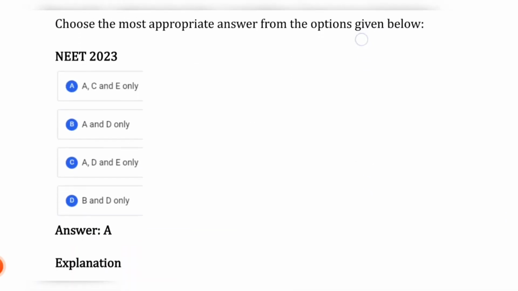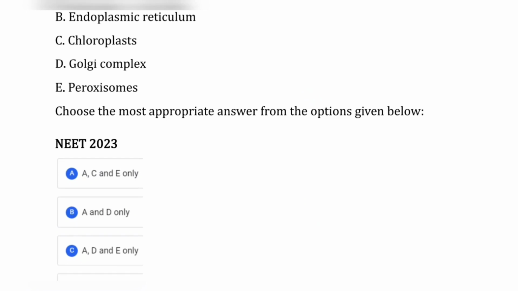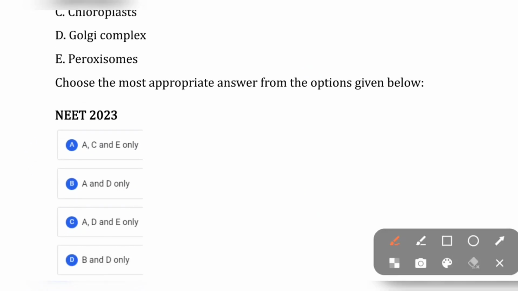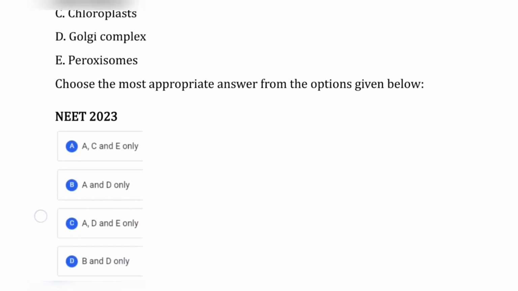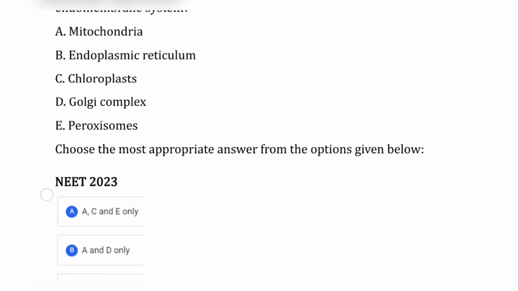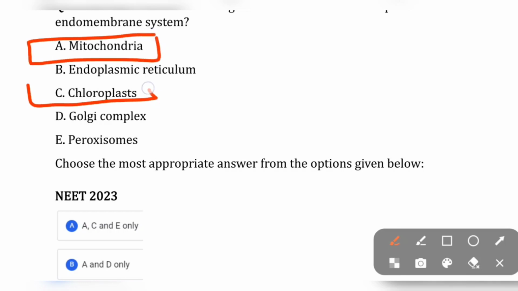Simple question. What options do we have here? We have option A, ACE in option A, and we have AD in option B. In C we have ADE, and in D we have D and B only. So here is your correct answer, ACE, that is mitochondria and chloroplast and we have peroxisomes.